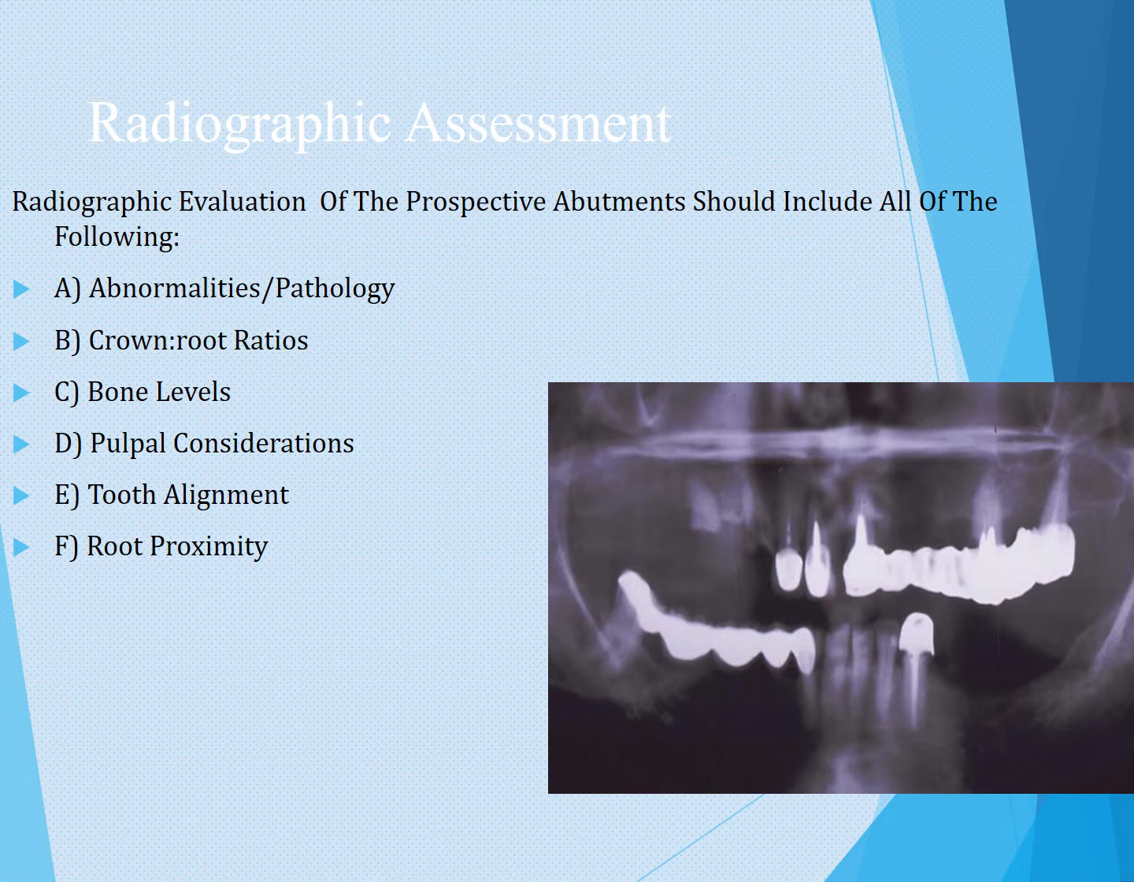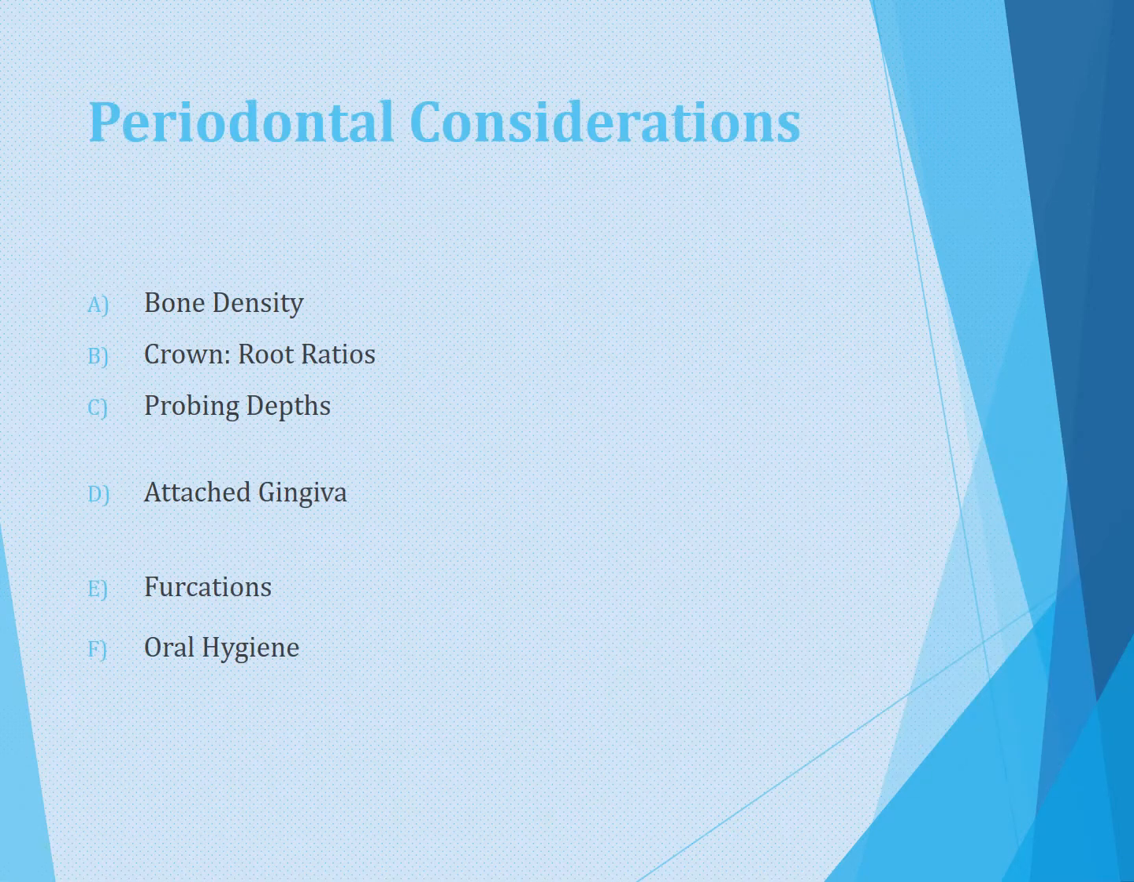And then remember, treatment in the prosthodontics department comes at the end. First, all the treatments have to be done by the other departments, and then they will. Coming to the periodontal considerations, the bone density is important, crown root ratio again, probing depth, attached gingiva, furcation, oral hygiene. So everything you learn in detail in periodontics.